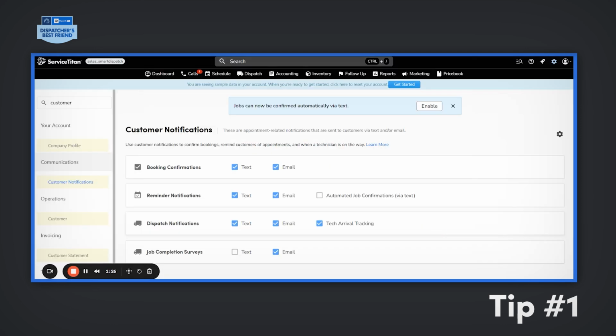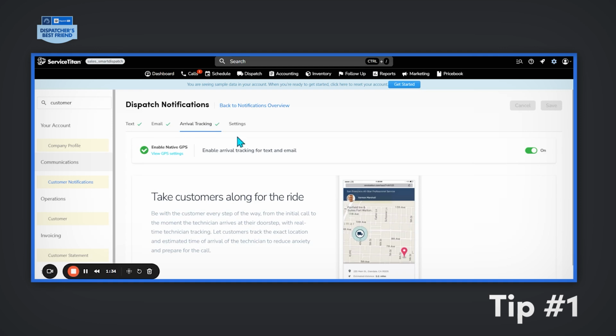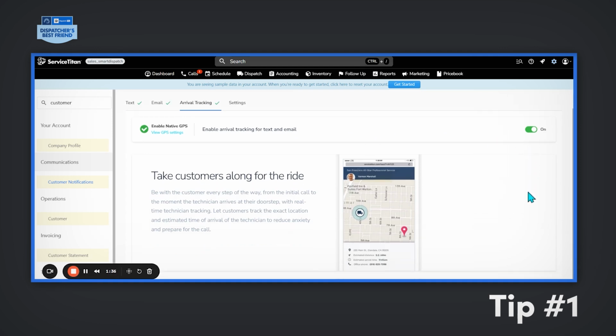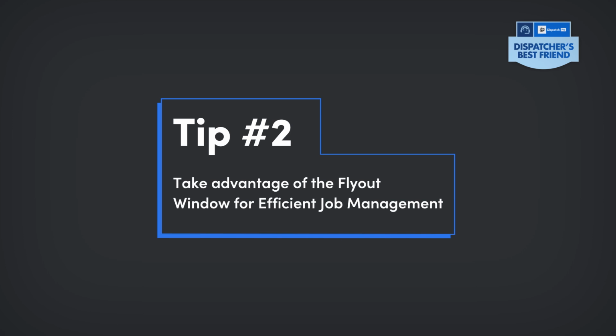Auto arrival automatically clocks in your technicians when they're within a set range, usually 100 to 200 meters from the job site. This ensures accurate time and tracking without manual verification, which ultimately prevents missed punches and a lot of confusion. Tip 2, use the flyout window for efficient job management.